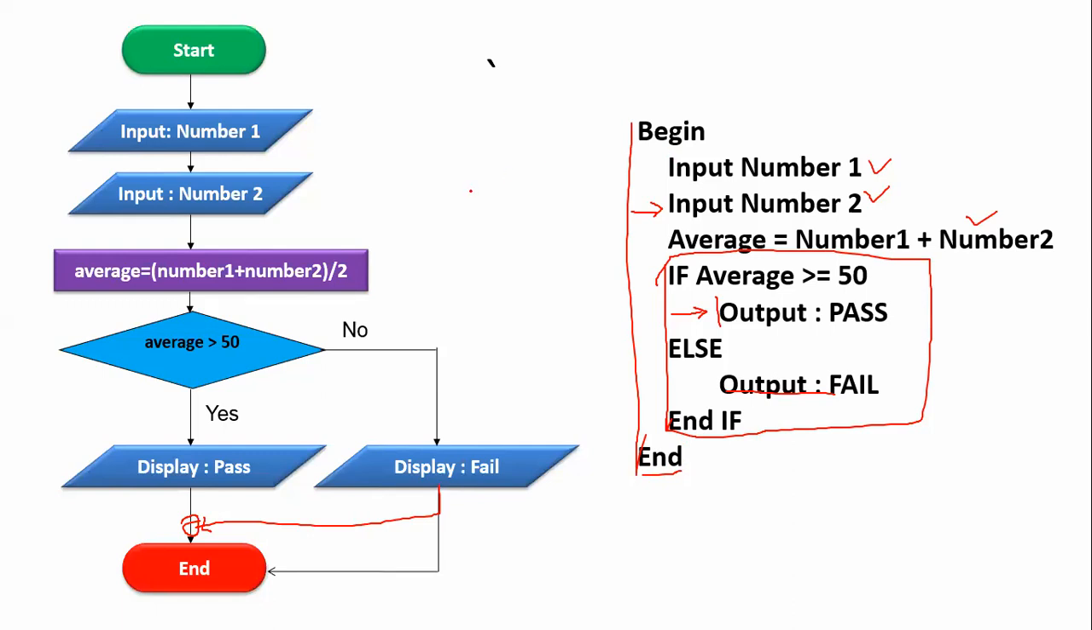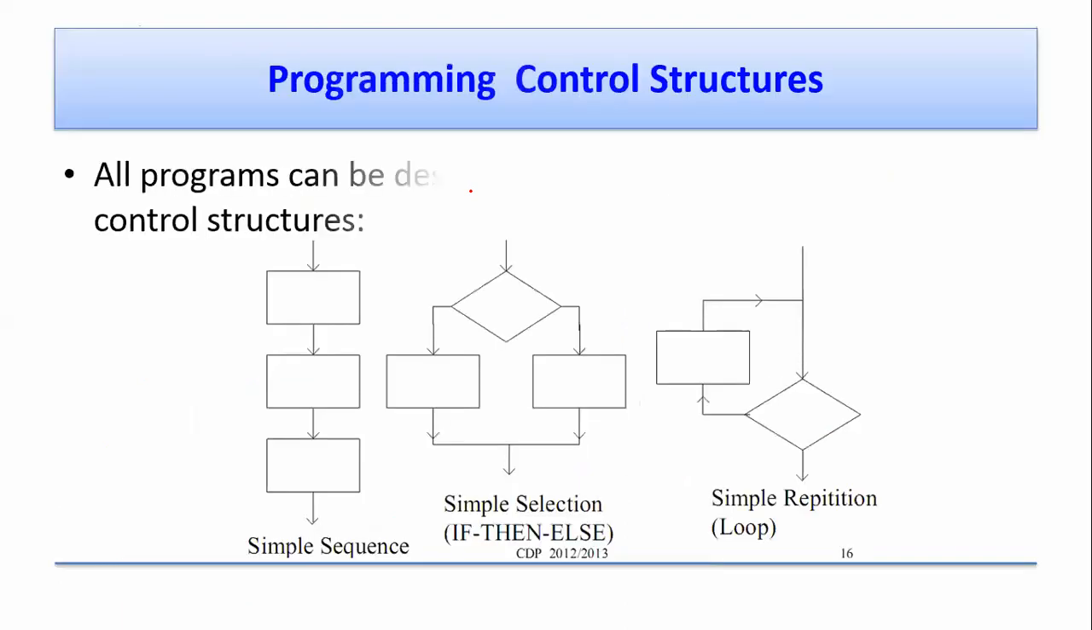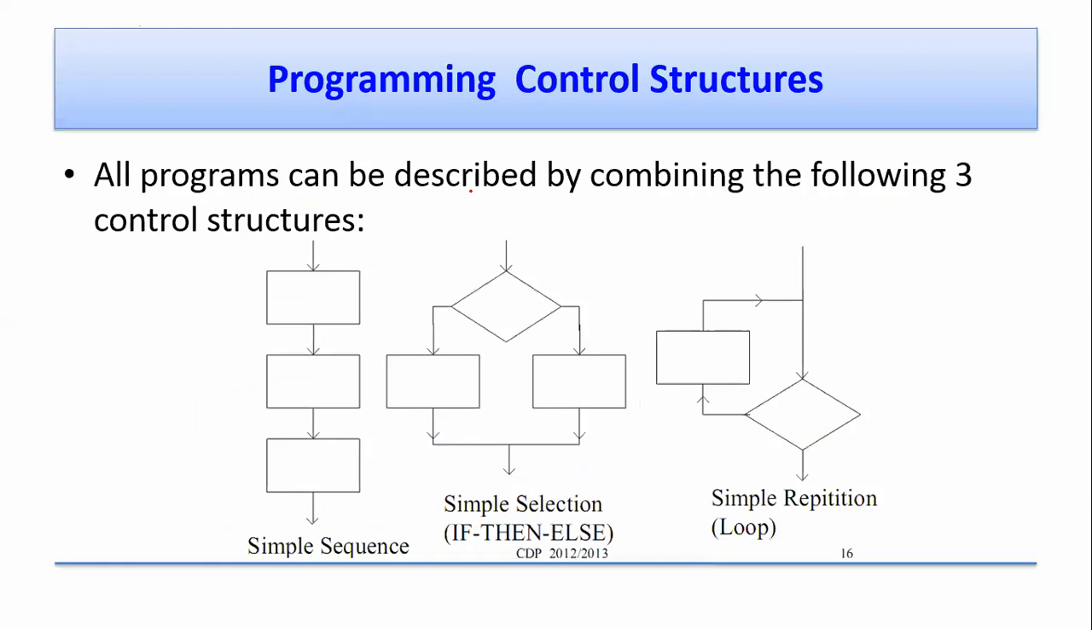Likewise, we can mention an algorithm using pseudocode or flowchart, right? So that's about the selection statement. And the next one is control structures, right? I'm not going to explain this one deeply, because in my programming practical sessions I explain loops. So for the time being, right?